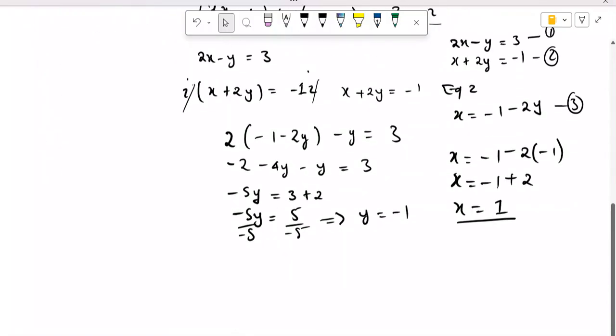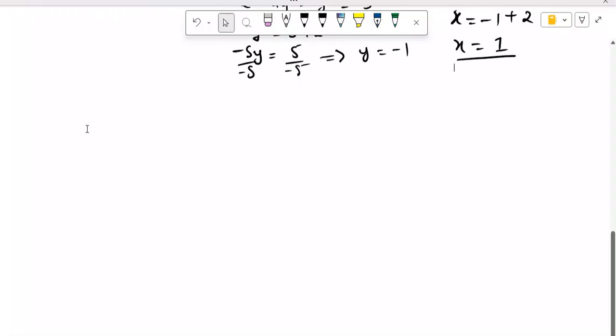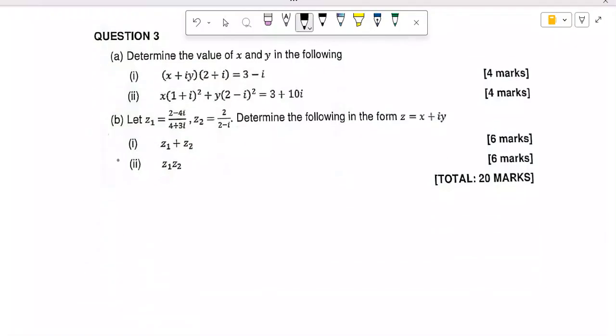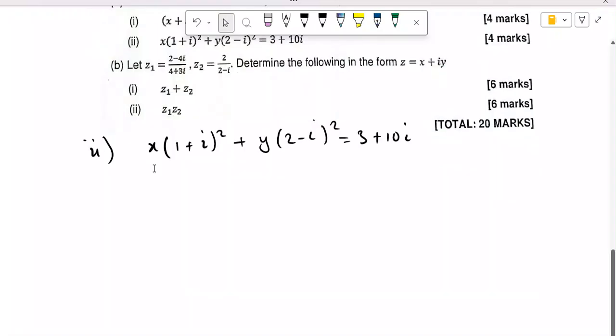So now we go to question 2, part 2. We just paste the question again. So part 2, you have x times (1 plus i) squared plus y times (2 minus i) squared equal to 3 plus 10i. So same approach. First you expand this.